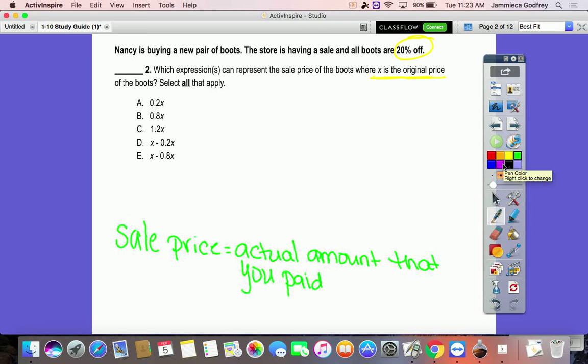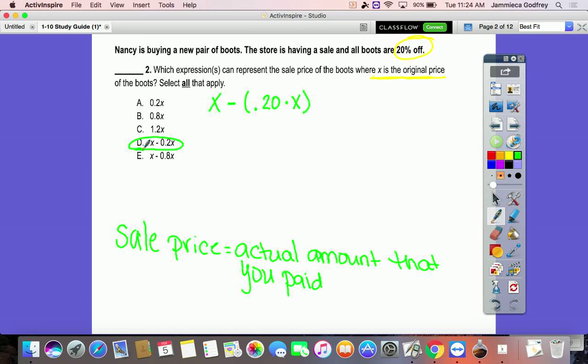So percent off means that you're going to take that money off. It's going to make your original balance go down. So what we can do is take that original balance and we can subtract 20% of that. So it's 20% of that original amount. So that is the original X minus 20% of the original. That answer is D.